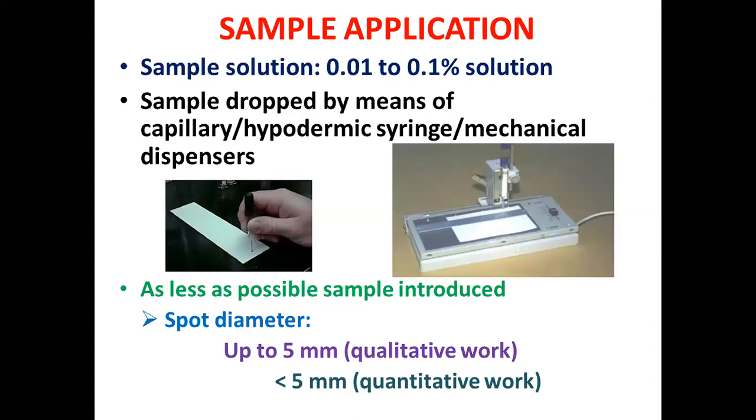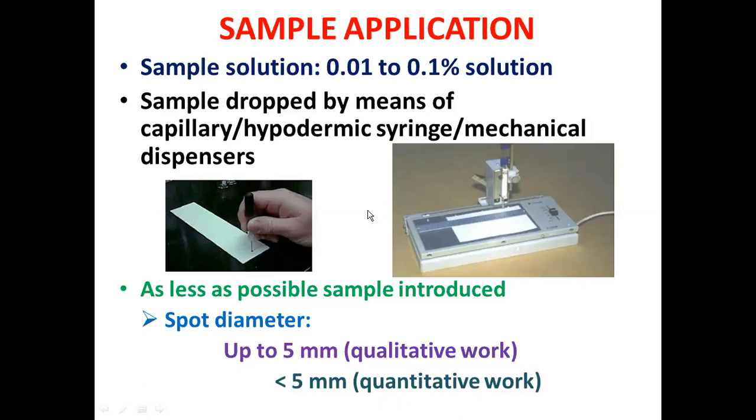So the drop size, whatever you are putting over the TLC plate, must be up to 5 millimeter if it is a qualitative analysis. If you are going to identify the species, you restrict the drop size to only 5 millimeter. If you are going to perform quantitative analysis, make sure the drop size must be less than 5 millimeter, because concentration matters and the interaction of the solute present in the sample also matters. If it binds irreversibly, then it will be very difficult to analyze for the quantitative information about the solute.